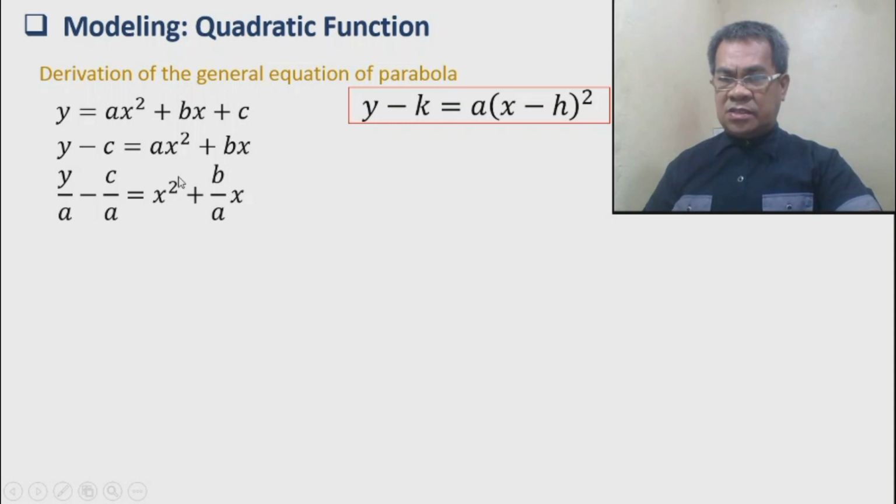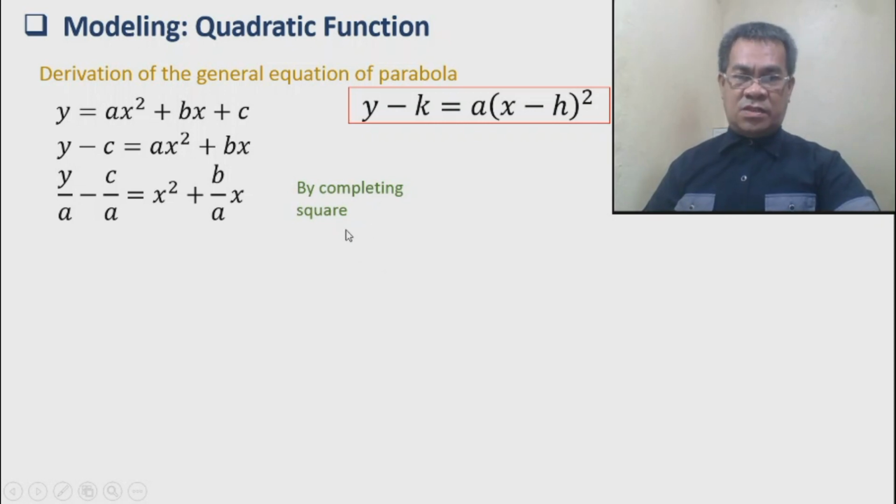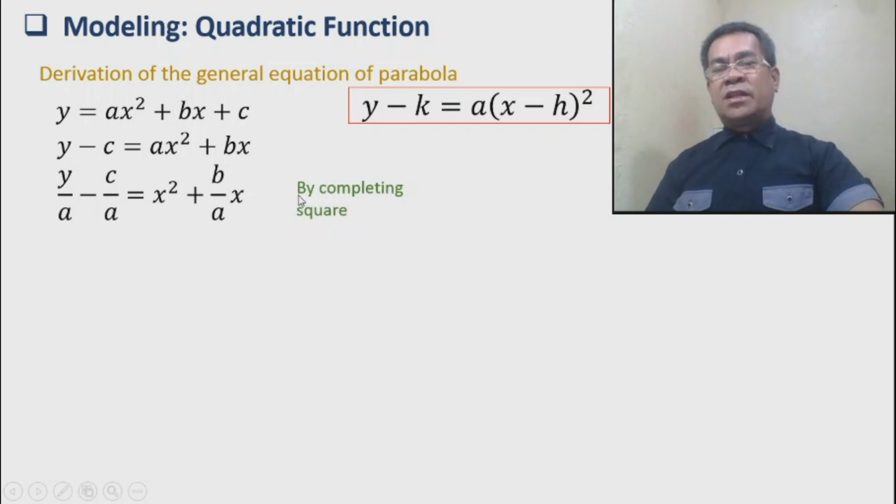So, we have only x squared. Bx divided by a is b over a x. So, we can now create the perfect square trinomial. So, we have to add something. Okay, so this is the completing the square process. How to complete a square? Completing the square is to create a perfect square trinomial.